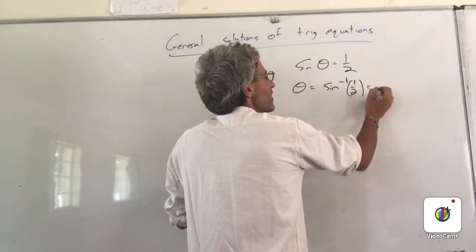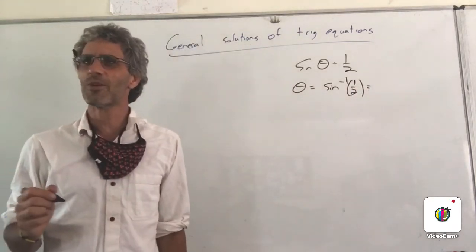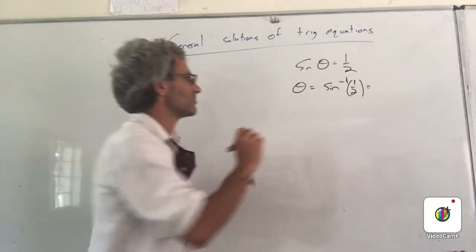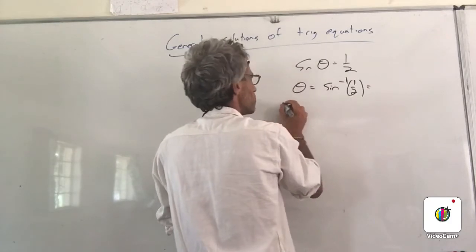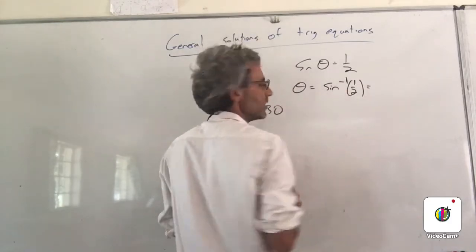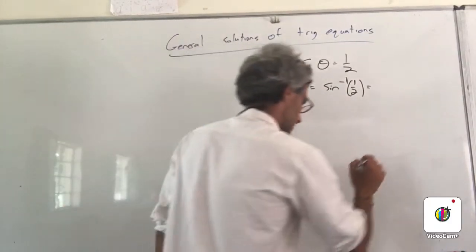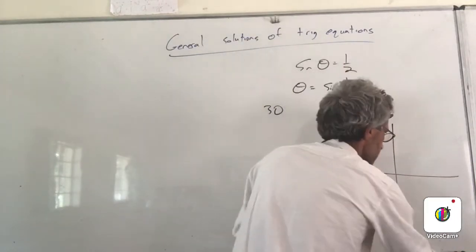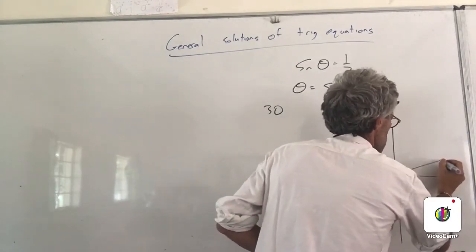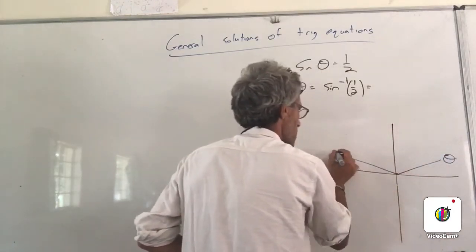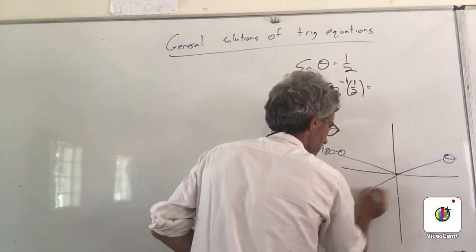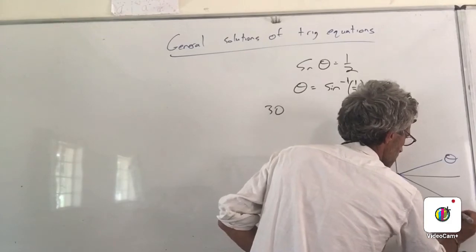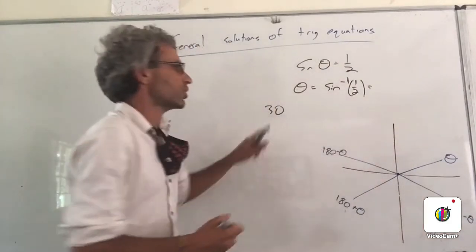Okay, now the thing is you don't even need the calculator because it's a special angle. The answer is 30. Okay, but I'm going to draw my circle here. We always have to have that circle, right? So this is theta. We always have that, right? 180 plus theta, 360 minus theta. Okay, that's not the only solution.